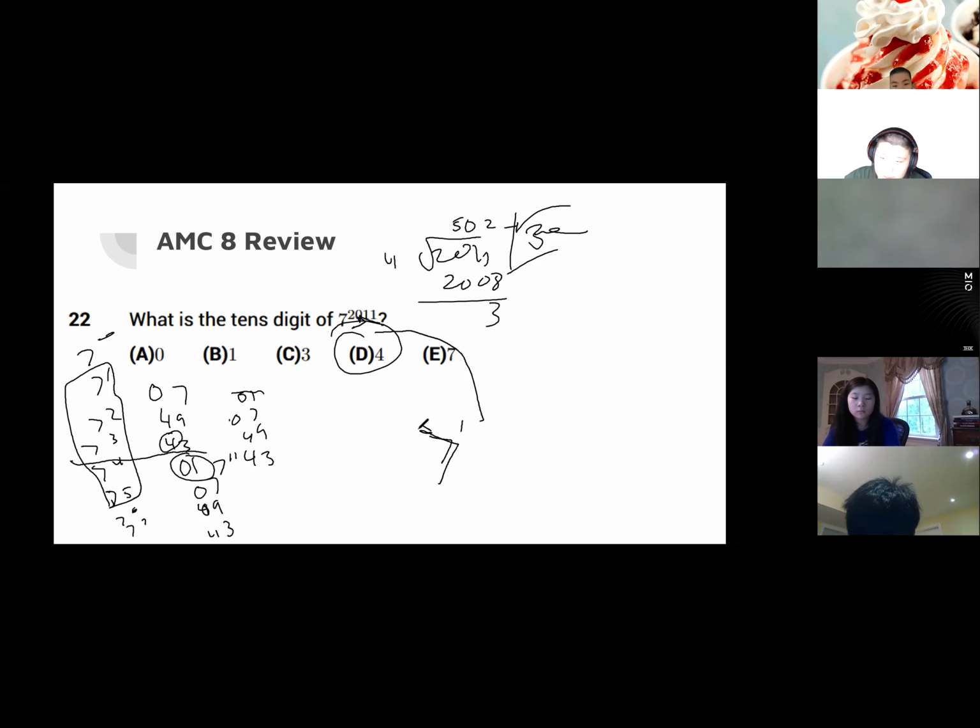Does anyone have any questions about the AMC 8 problems? If not, then we're going to continue on to counting. I'm going to start with a brief review of combinations.